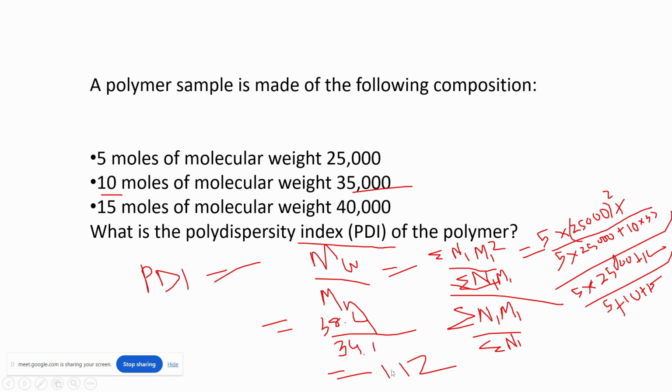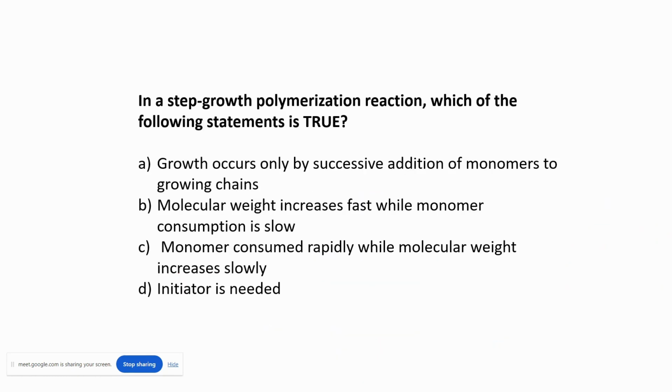If you get around 1.1 or 0.9 or 1, if you write 1 also, it should be fine. You'll get a range, not necessarily 1.12 or an exact number that they'll ask. Moving on to the next question.